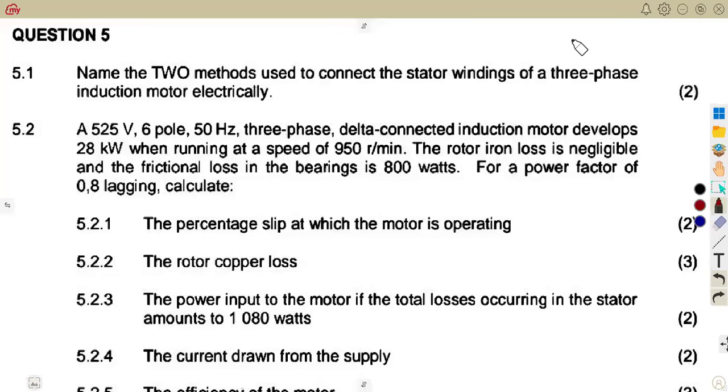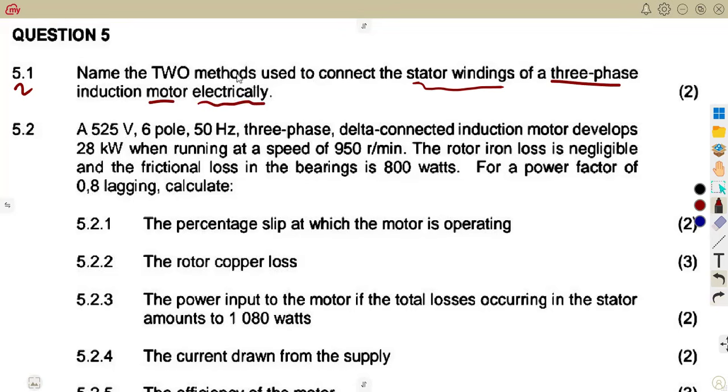So in this case, we are going to consider an exam revision, considering our AC machines. We have this April 2024 exam where we are given, on question number 5, 5.1, you're asked to name two methods used to connect the stator windings of a three-phase induction motor electrically.